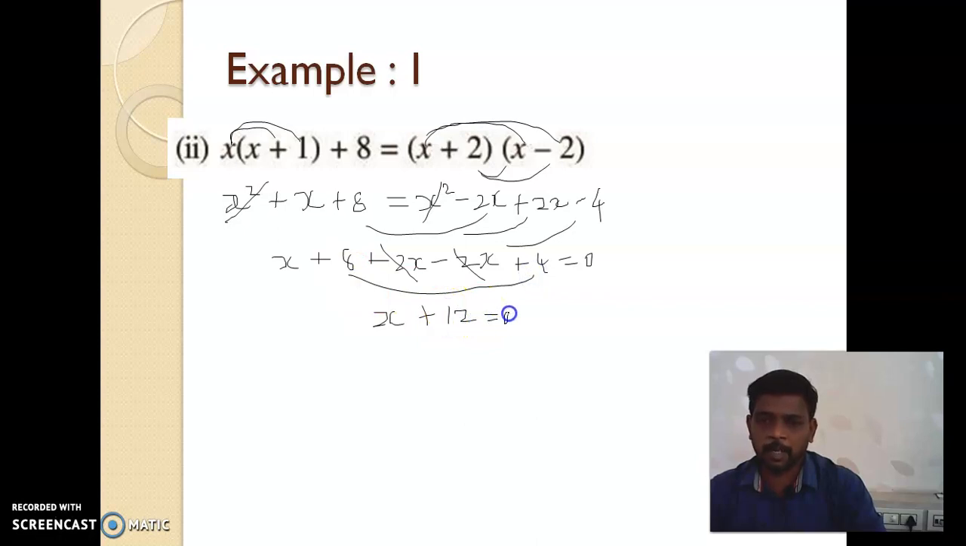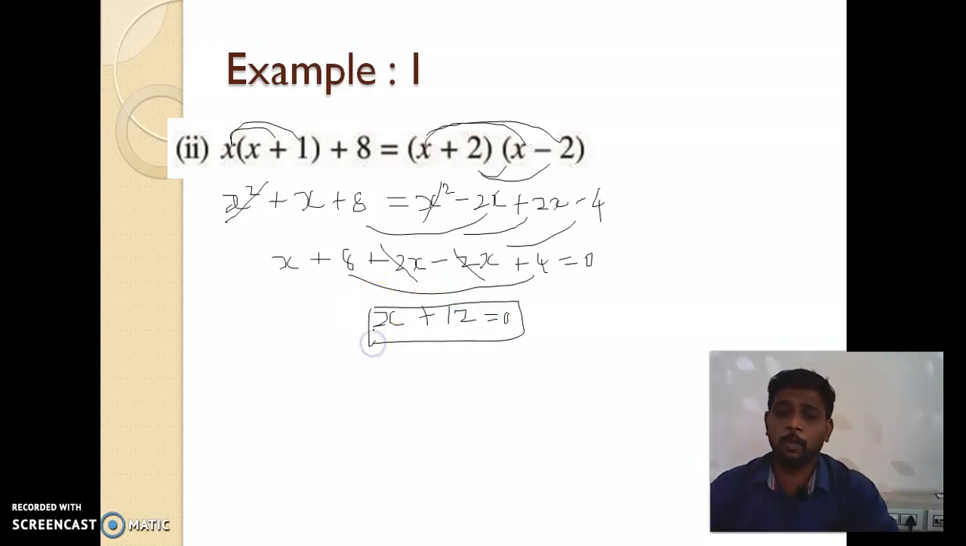Is it possible to simplify again? Definitely not. So x plus 12 equal to 0. What about the power of the variable here? The power of the variable is nothing but 1. Therefore it is not a quadratic equation, right?